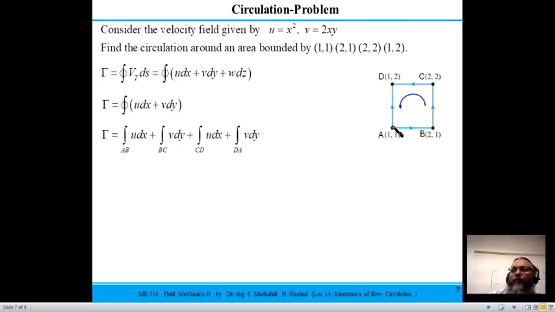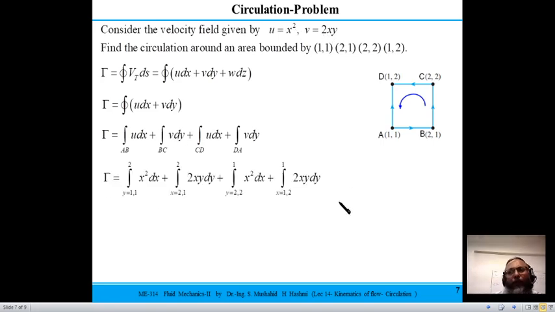And v is the velocity in this dA direction. So circulation is nothing but the velocity multiplied by the length, and take the sum. As I know, the component of the velocity given to me is x squared and v is 2xy, so substitute these components here and look at the limits of the integral.